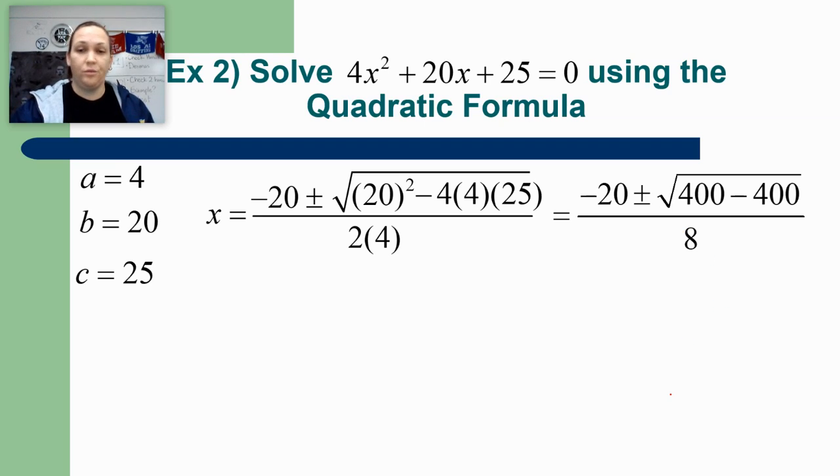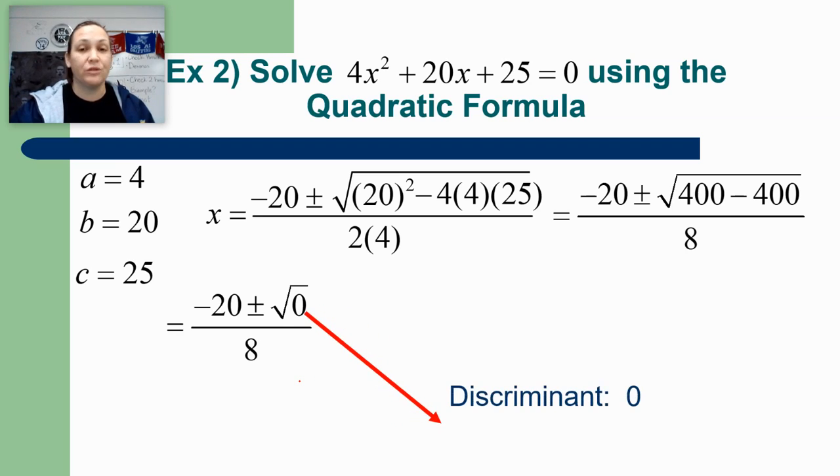Next, I'll do 400 minus 400, and that is 0. Now that I have the part underneath the radical as a single number, I am going to say my discriminant. My discriminant for this problem is the number 0. And we learned on Wednesday that when your discriminant is equal to the number 0, that means you will have one real double root. That means that when I'm done with this problem, I'll get the same answer twice, but I'm only going to write it once. I'm going to put the letters dr after it.